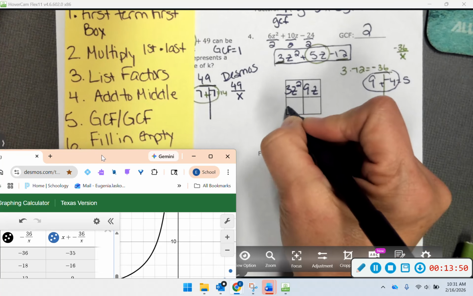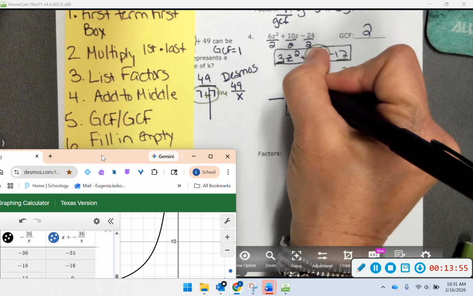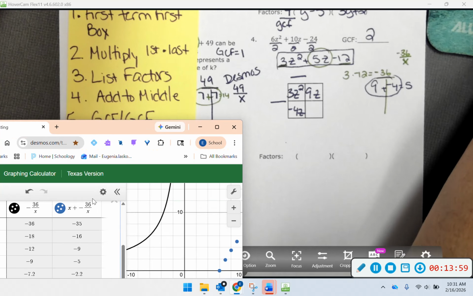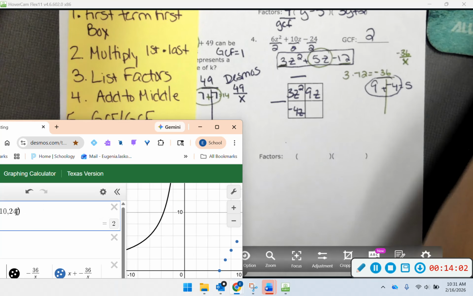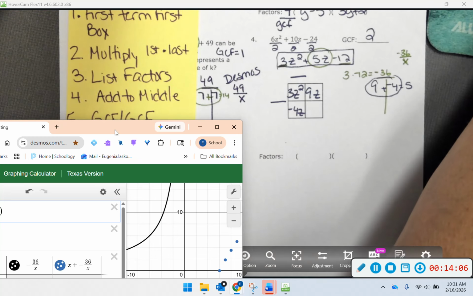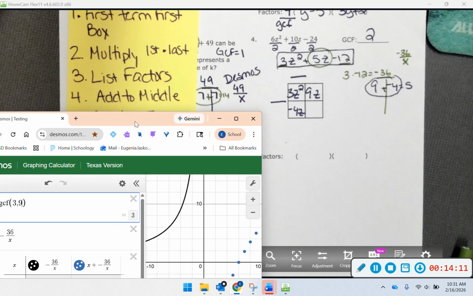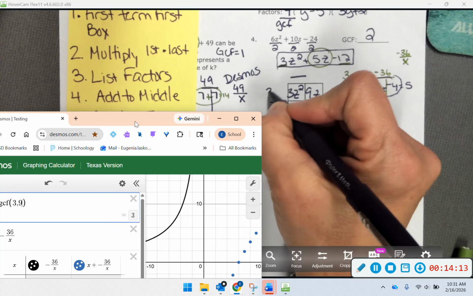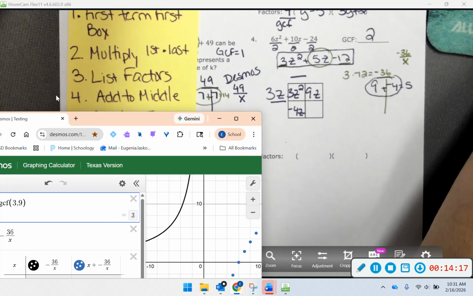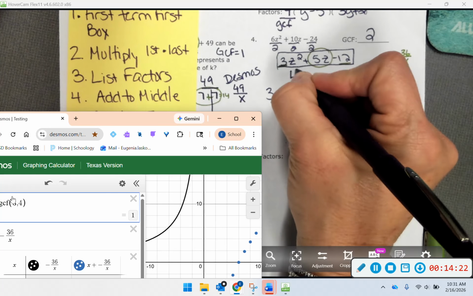9z and negative 4z go here. And then we're going to do the GCF of the first row and the first column. All right, so here we go. The GCF of 3 and 9. So we're going to type those in. GCF 3, 9 is 3. And they both have a z. The GCF of 3 and 4 is 1. So up here goes a 1z.